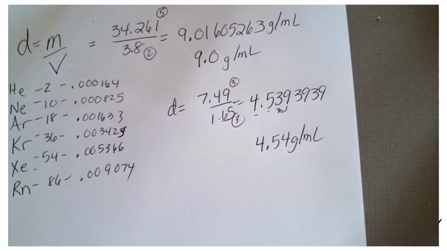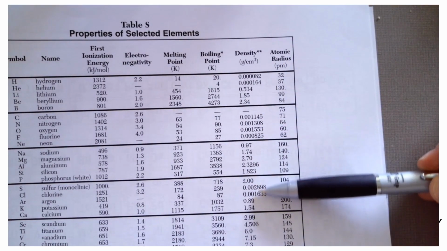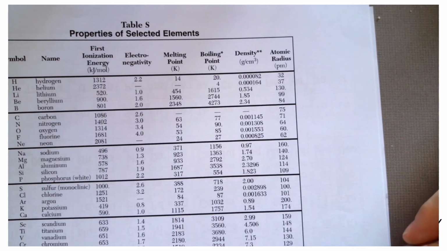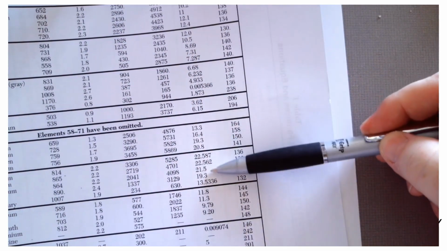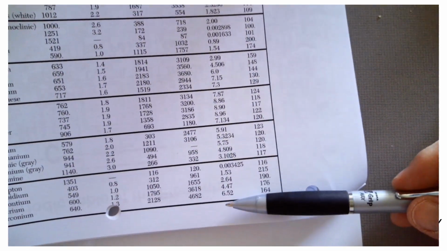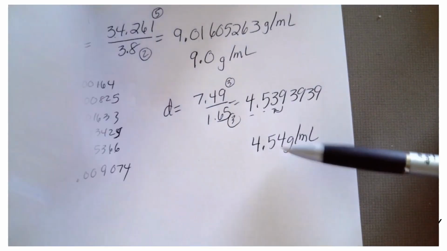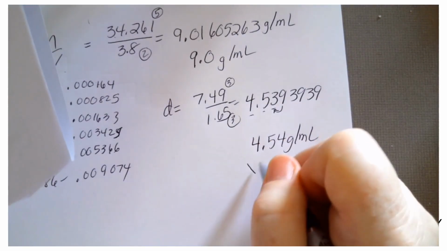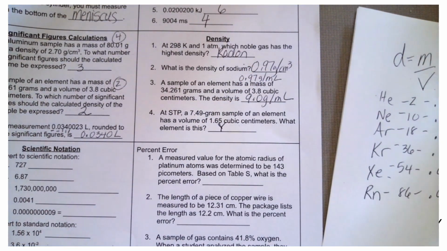So now I'm going to go to table S and see if I can find 4.54 in my list of elements. I'm scanning. Okay, so I don't see exactly 4.54. What element is going to be closest? So if I did this in a lab, I probably made a little mistake, and I'm going to go with this right here. Look at this, yttrium, 4.47. That's pretty close. If I did this in a lab, I'd be pretty impressed. So that is simple. It's Y, yttrium. Okay, and those are density calculations.